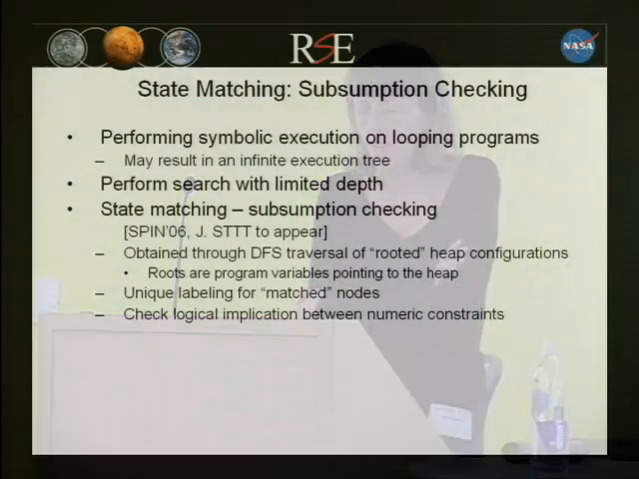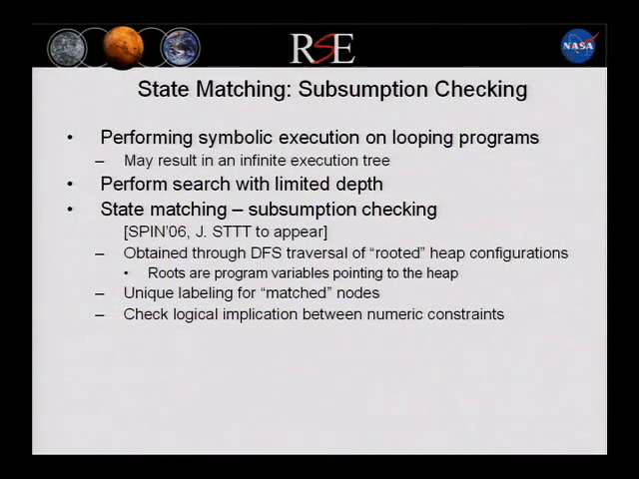Now I'll talk a bit about state matching. Performing symbolic execution on looping programs may result in an infinite execution tree. So what one can do, especially since our goal here is testing, is to perform a search with limited depth, or to put a limit on the number of constraints along one path, or maybe to simply limit, for example, the heap nodes in the inputs or things like that.